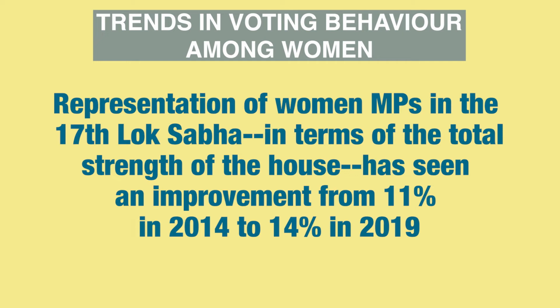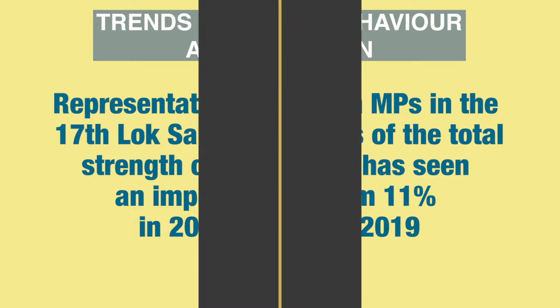Representation of women MPs in the 2019 elections, in terms of the total strength of the House, has seen an improvement from 11% in 2014 to 14% in 2019. Now, 14% is not a very happy figure in terms of women's representation. The question is, in the last so many decades of the functioning of Indian democracy and as the largest functioning democracy, why is it there are so few women legislators in the Lok Sabha? We need to understand the reasons behind the same.